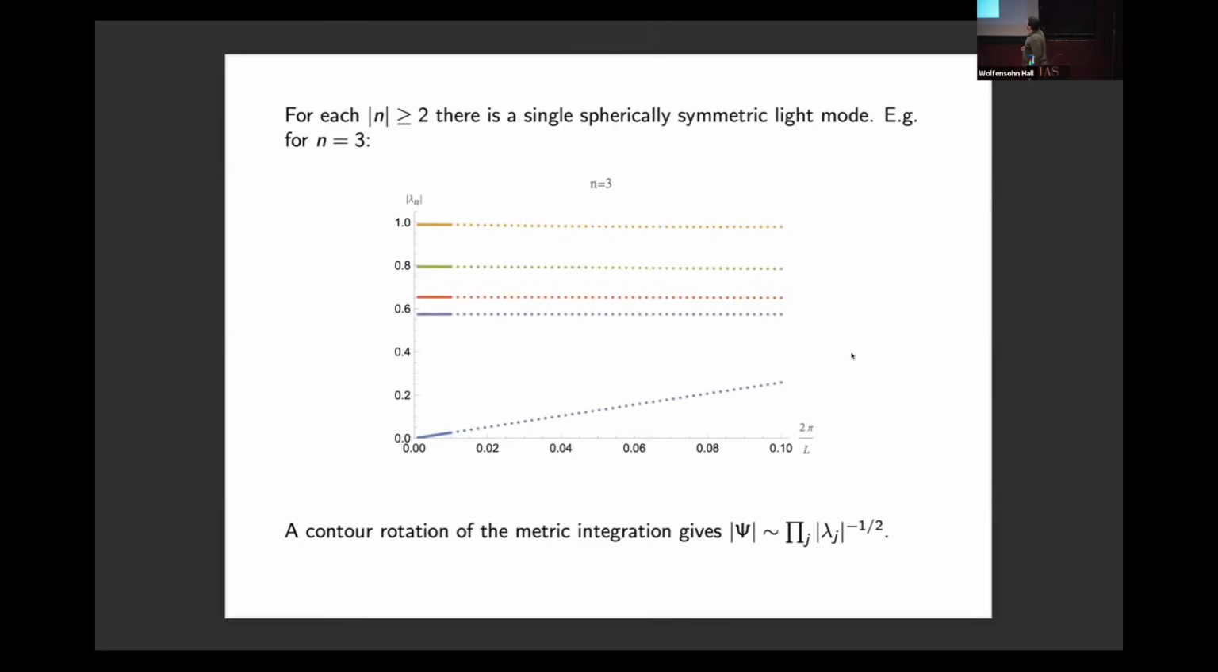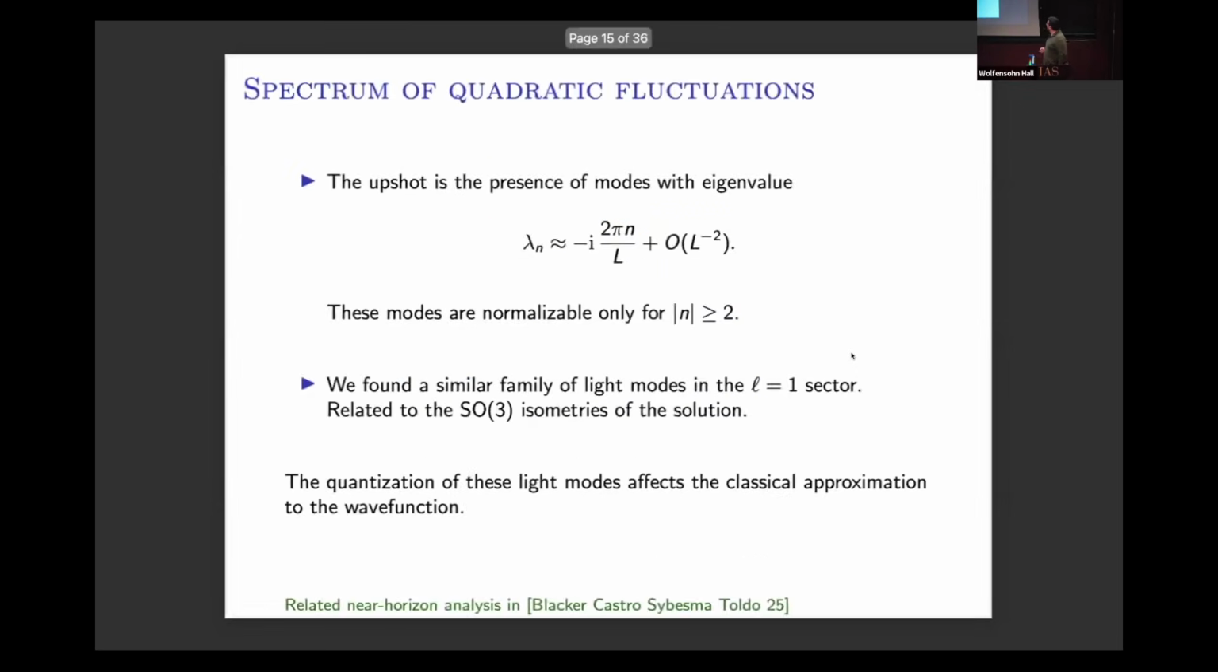Okay, so for each n bigger than 2, we got this result. So we get a lot of modes that are order 1 in de Sitter radius units. But then there is a special mode for each n that vanishes as 1 over L. So this is the interesting one. I'm just showing one plot, but we can do it for different n's and different partial waves. So the upshot is that there are eigenvalues that for large L take approximately this form.